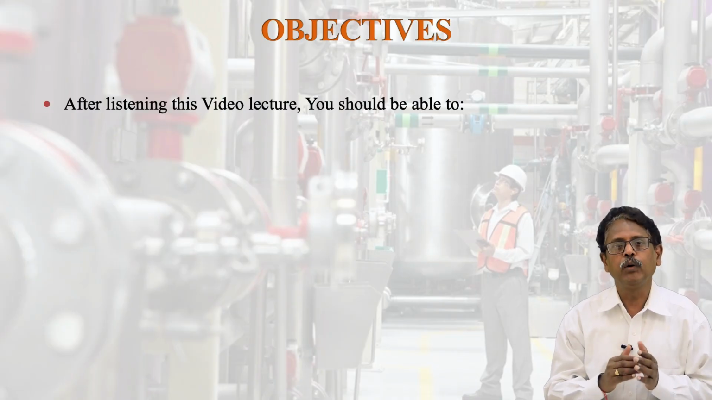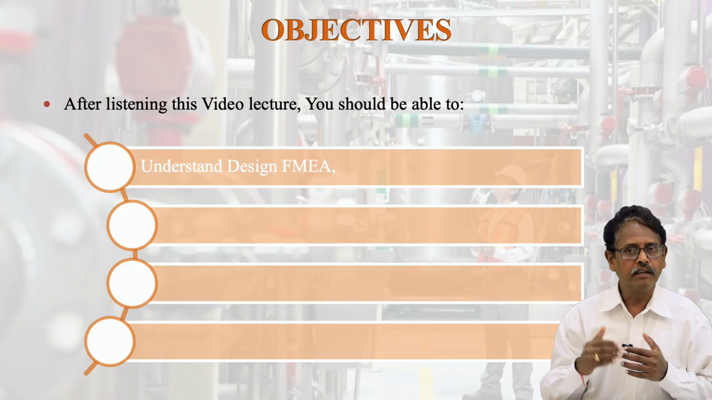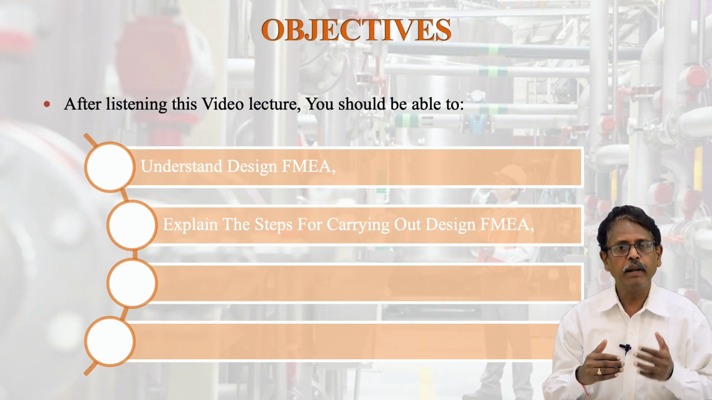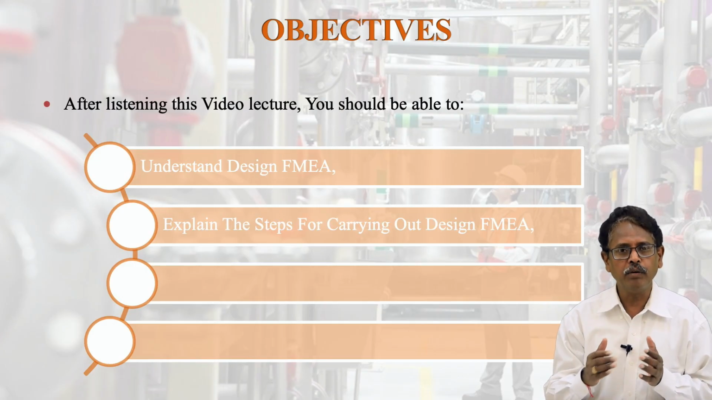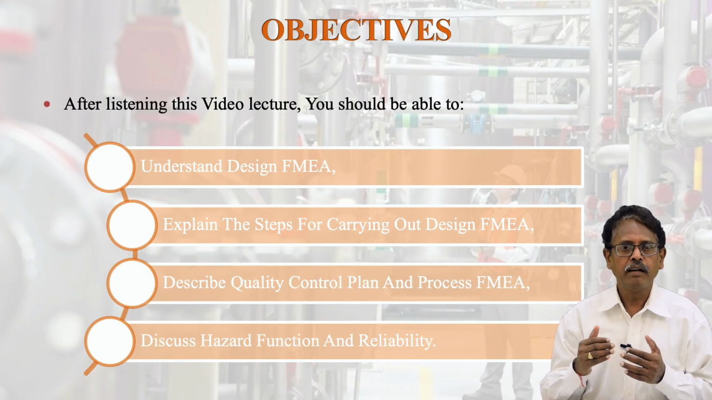Objectives. Learners, after listening to this video, you should be able to understand Design FMEA, explain the steps for carrying out Design FMEA, describe Quality Control Plan and Process FMEA, discuss hazard function and reliability. These are the various objectives we will be able to learn after listening to this video lecture.